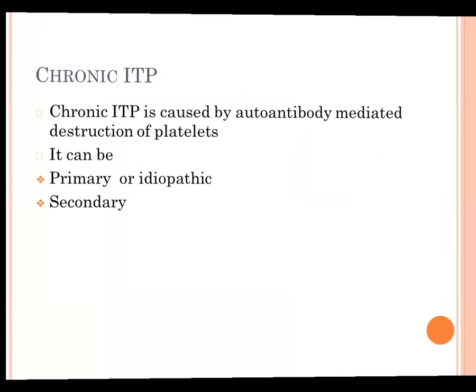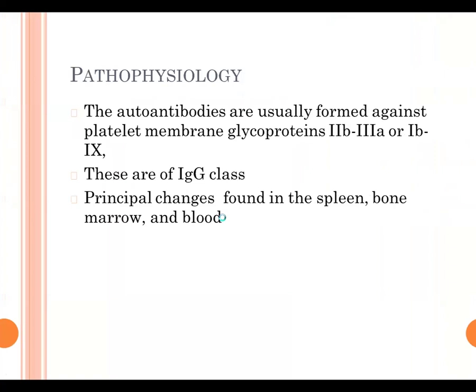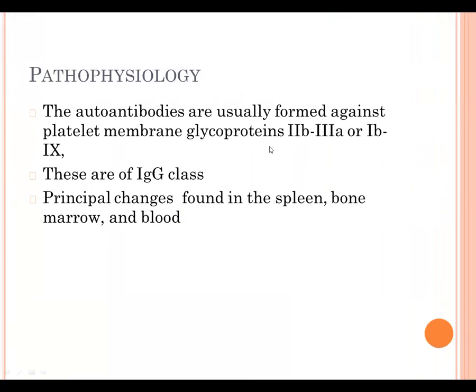It is chronic as well as acute. Chronic ITP is caused by autoantibody-mediated destruction of the platelet. It can be primary or idiopathic, or secondary. In the pathophysiology, the autoantibodies are usually formed against the platelet membrane glycoprotein 2B3A or 1B9. These are of the IgG class.